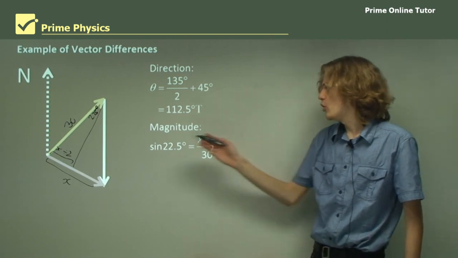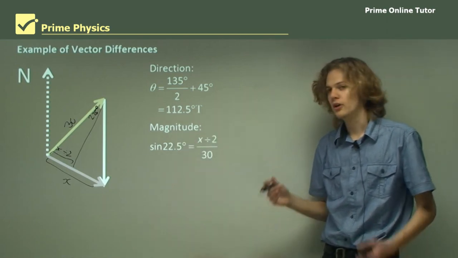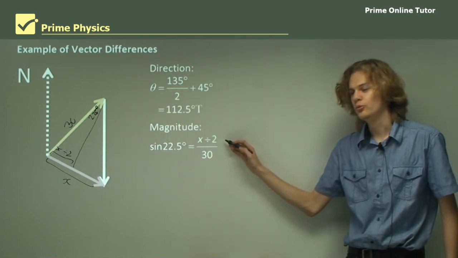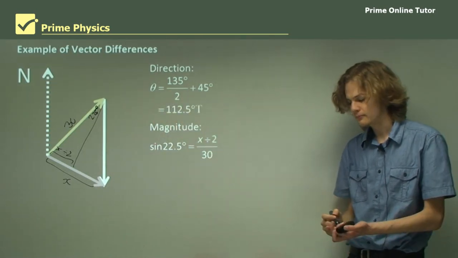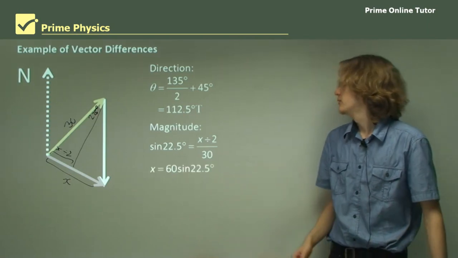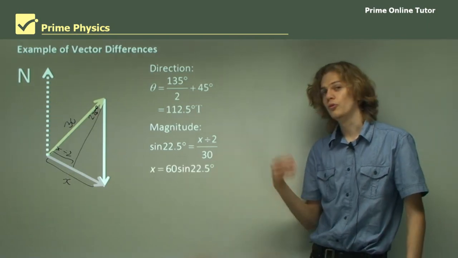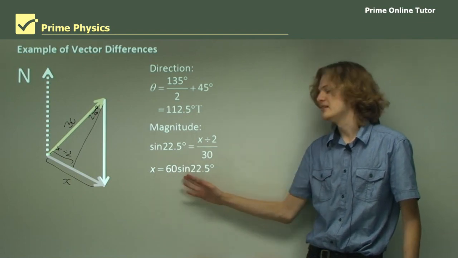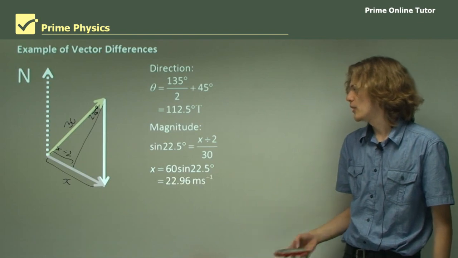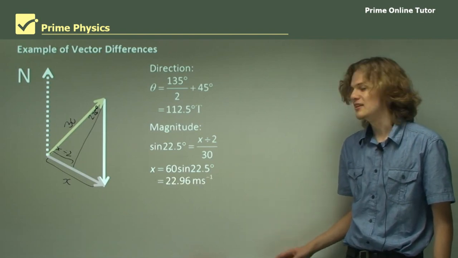Using sine, we can find the opposite side. So sine of an angle equals opposite over hypotenuse. We have x divided by 2 over 30. So using a calculator, we can evaluate that. Well, first of all, we simplify, of course, to find x equals 60 sine 22.5 degrees. And using a calculator, that evaluates to 22.96 meters per second.